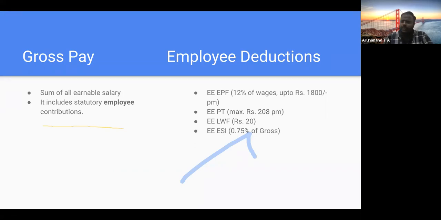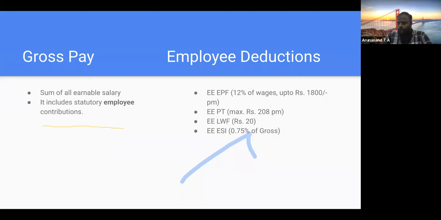So ESI is nothing but Employee State Insurance. It's like a medical insurance. If an employee is an ESI member, that employee's family is covered. The dependent family is also covered under medical insurance. So if they go to the ESI hospital, they get the surgeries free, they get the medicine free, everything is free. Even the super specialty surgery is free after a certain period.